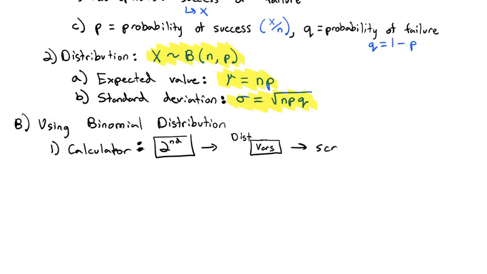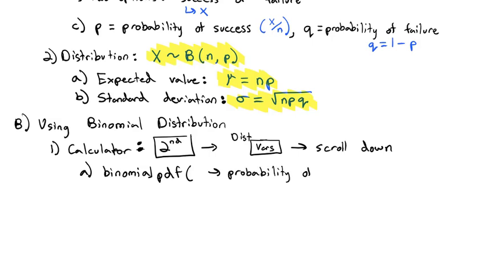So then we will scroll down, and there's two options for the binomial. The first option is called the binomial PDF, and it opens a parenthesis. That one gives us the probability of exactly x successes.